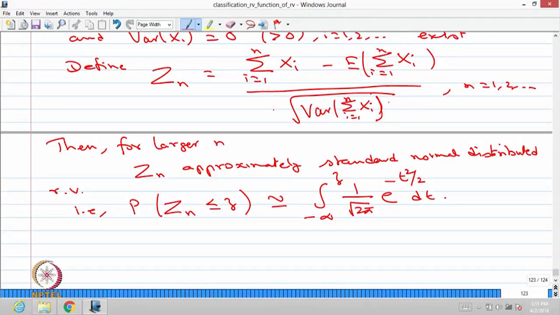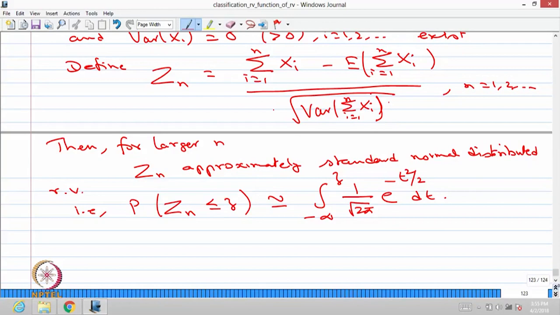The random variable is a sum of random variables, for fixed n, minus their mean divided by the standard deviation. That means this transformation is a transformation from normal distribution to the standard normal. That means indirectly, when we say Zn is approximately a standard normal distributed random variable, what we are saying is the sum of n random variables is approximately a normal distributed random variable with mean the expectation of that sum and variance the variance of the sum of random variables, for larger n. That is the meaning of Zn approximately standard normal: it is equivalent to the sum of random variables being approximately normal, with mean the expectation of the sum and variance the variance of the sum.